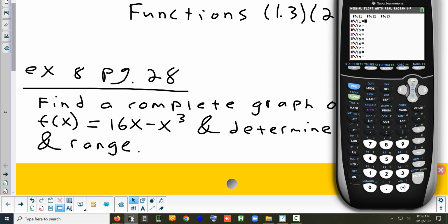All right, so remember when you type it in, the variable button is the second one to the right and the second one down. On my calculator, it says X, comma T, comma theta. So I'm going to type in 16x minus x cubed. Any questions on just typing that in?